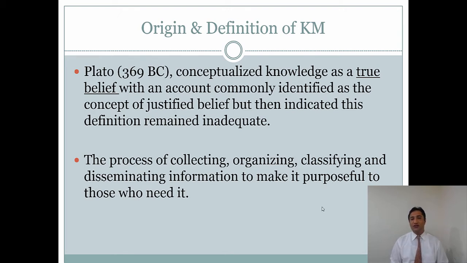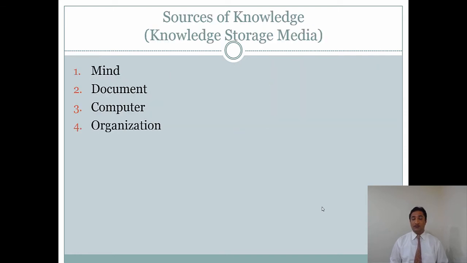Now the question arises, from where and from whom can knowledge come, or what are the sources of knowledge? The first source is a mind, a document, a computer or an organization. You can get knowledge from your mind, you can create things, you can get knowledge from a document or computer or from an organization in terms of SOPs, rules and policies, and even advertisement as well.